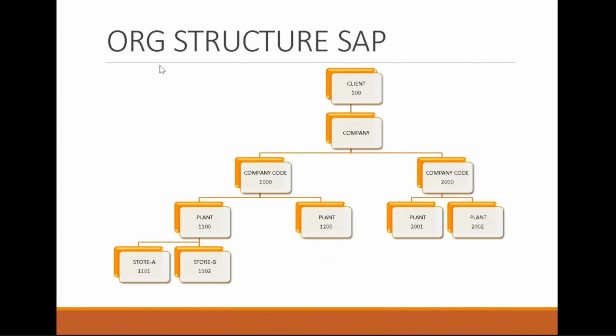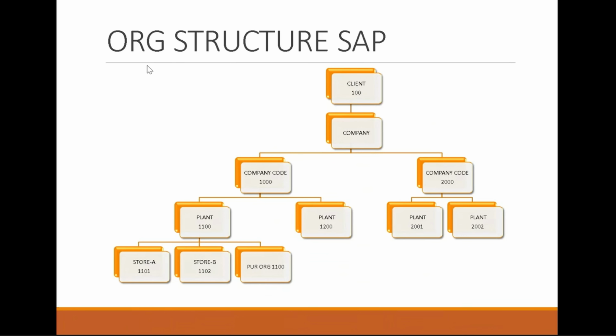Okay, so every storage location, let's say there will be a raw material storage location, a semi finished storage location, and a finished storage location. We call them storage locations in SAP. Now in the same way, the purchasing department, here we call it a purchasing organization. In SAP we call the purchasing department a purchasing organization.